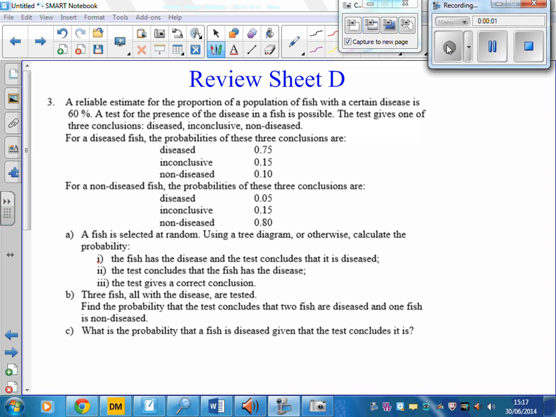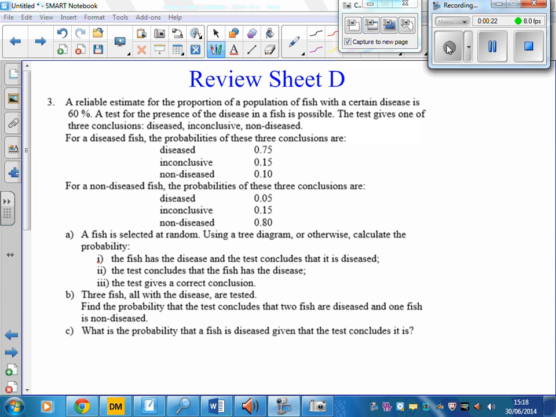Value sheet D, question 3. A reliable estimate for the proportion of a population of fish with a certain disease is 60%. A test for the presence of the disease in a fish is possible. The test gives one of three conclusions: diseased, inconclusive, non-diseased.